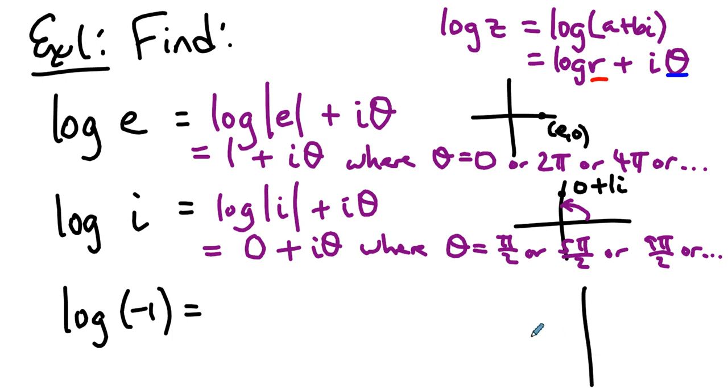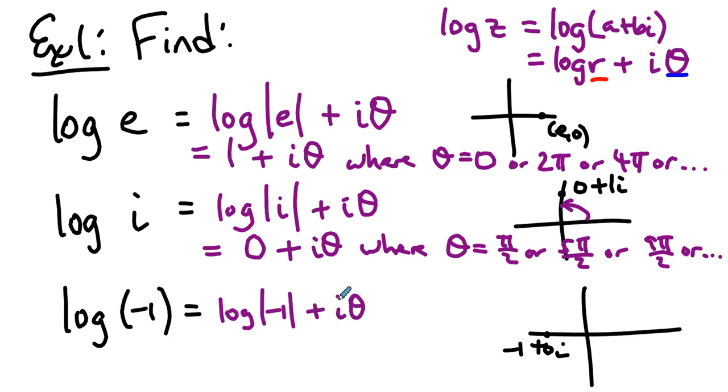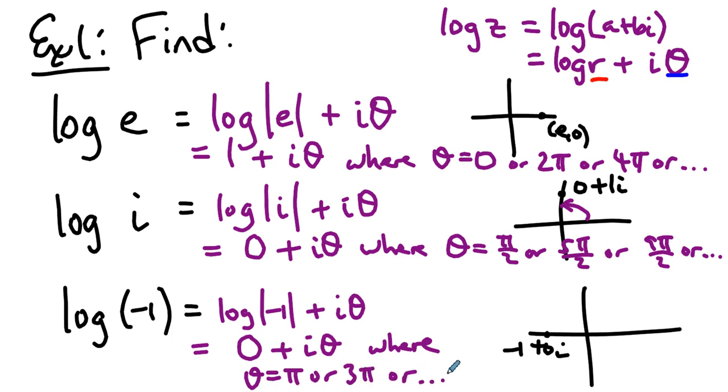And then we consider -1. Well, here's -1 in the complex plane. So we find the log of the absolute value of -1 plus i theta. Well, the log of the absolute value of -1, that's still 0, plus i theta, where theta is pi or 3 pi and so on. Those are all possible values for the log of -1.